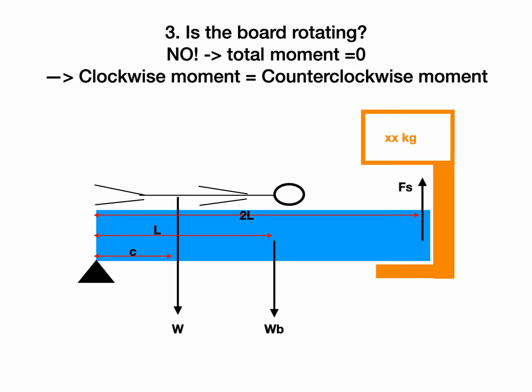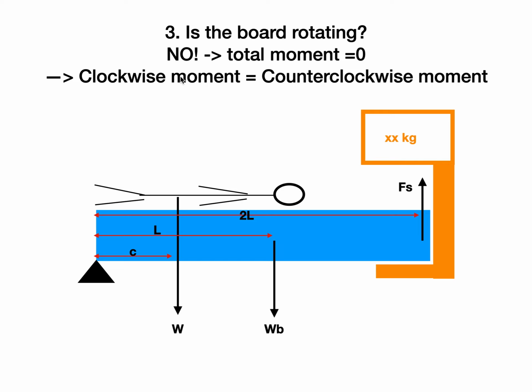The third step, think about, is the board rotating? It's not, right? It's in equilibrium state. So now the total moment will become 0. So how come the total moment becomes 0, but we got 3 forces here? That means all the clockwise moment should equal counterclockwise moment. Does that make sense?